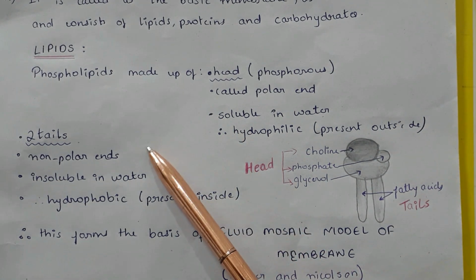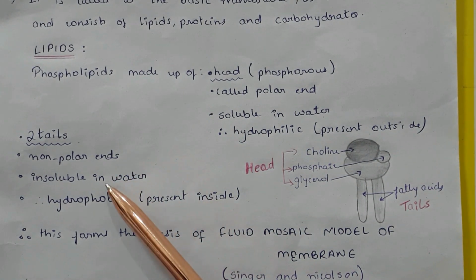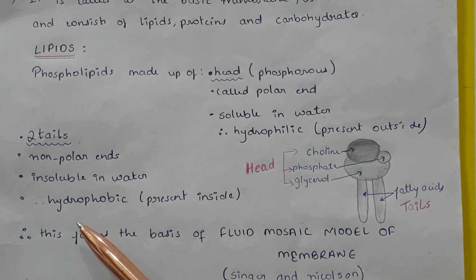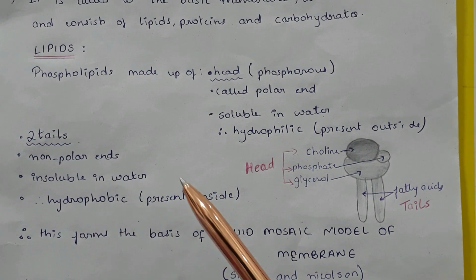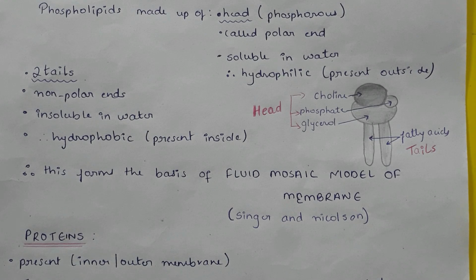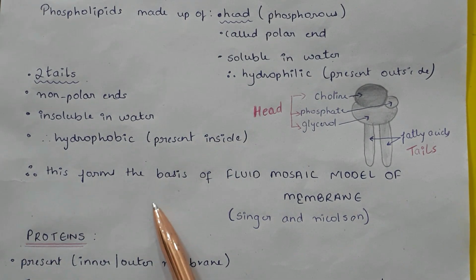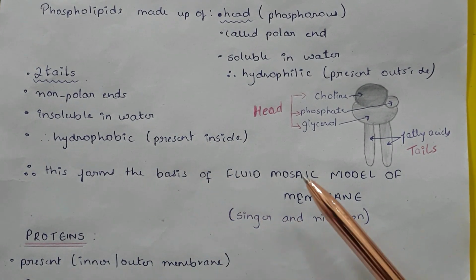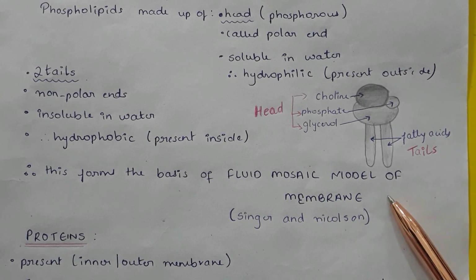Whereas the two tails have non-polar ends which are insoluble in water. Therefore they are hydrophobic and they are present inside. Therefore, this forms the basis of the fluid mosaic model of the membrane.